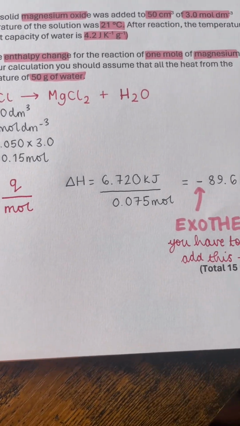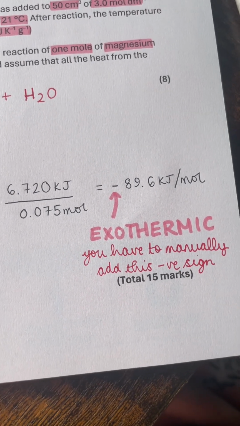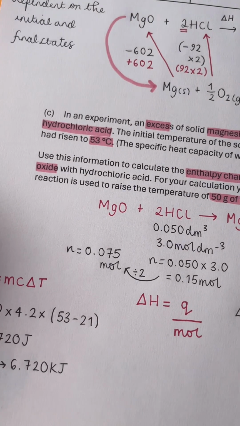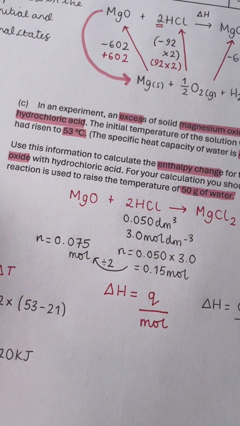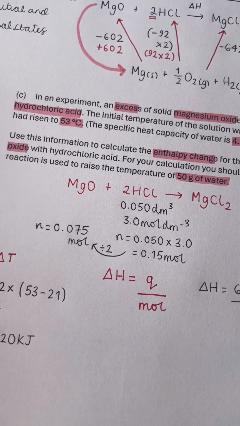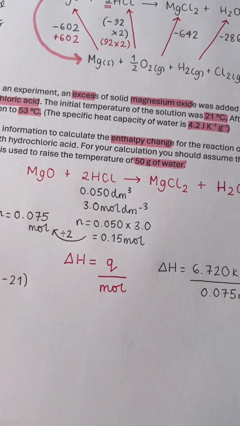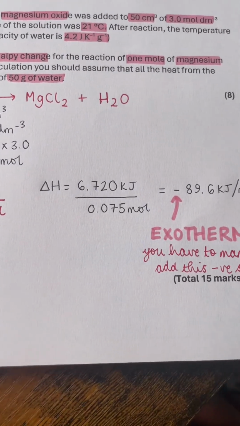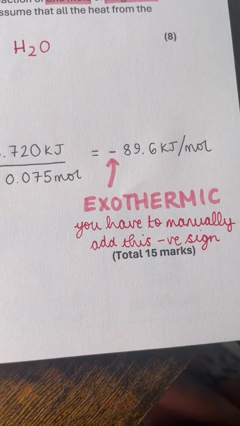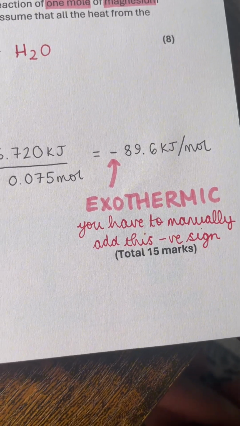However, that does not mean that all reactions are endothermic. This one is exothermic. How do I know? Because it says after the reaction, the temperature had risen to 53 degrees. If the temperature is rising, that means heat is being released. And it also says later on, the reaction is used to raise the temperature of the water. If it is exothermic, you have to manually add the negative sign in front of your answer. And one of the 8 marks will be just for popping that negative sign in there.